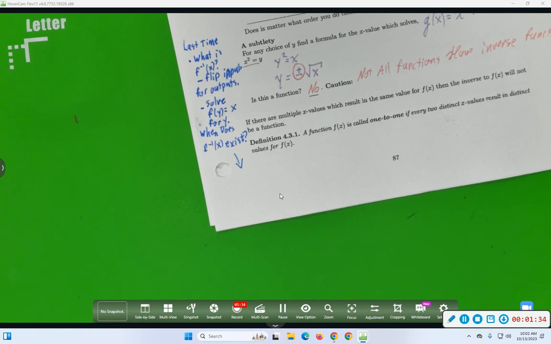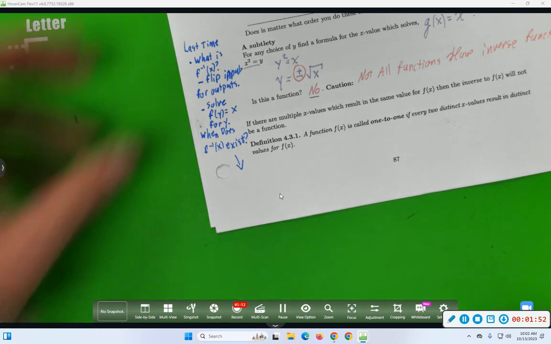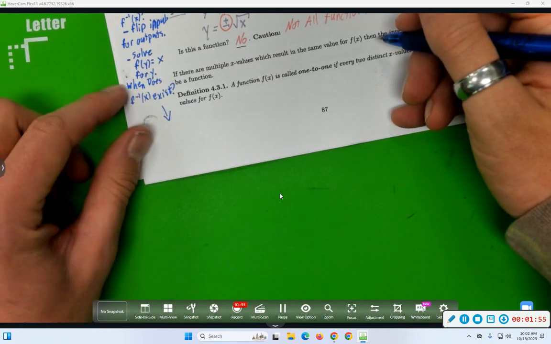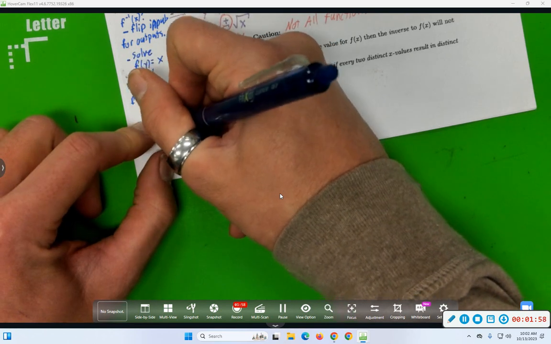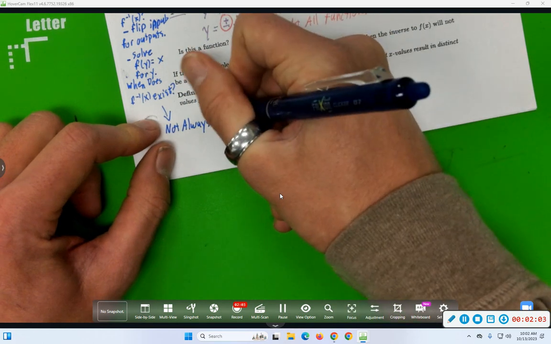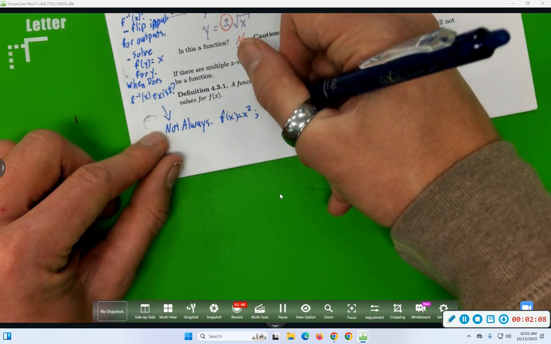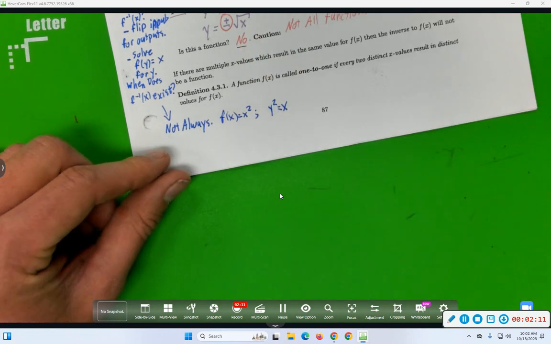Do inverse functions always exist? What's a circumstance when one doesn't? Let's think about the squaring function. Let's think about, when does f inverse exist? Well, not always. Let's think about f of x equals x squared. To find the inverse, you write down y squared equals x and try to solve that for y.